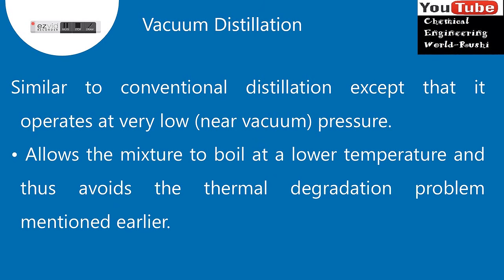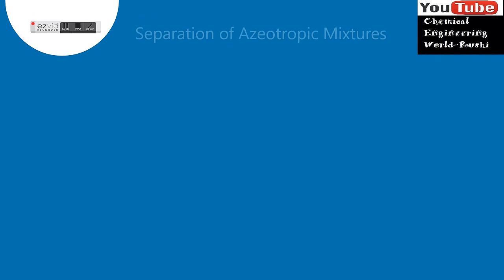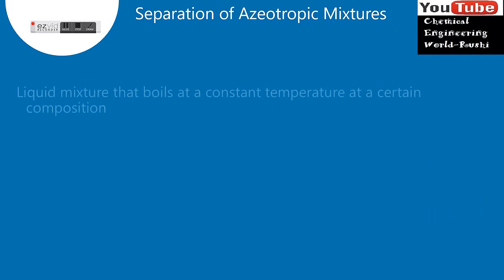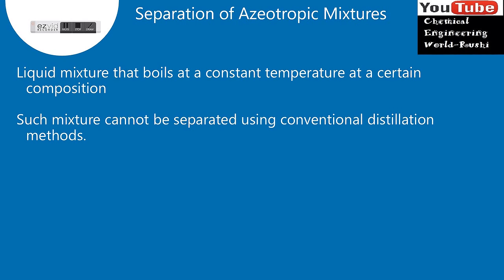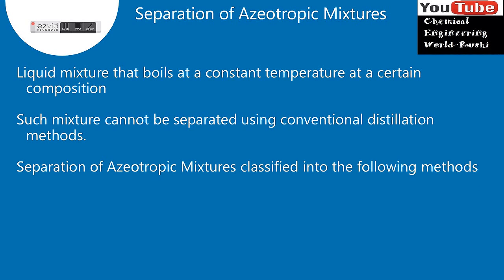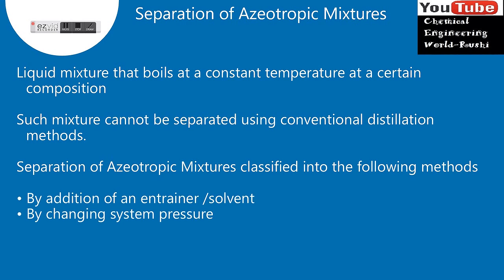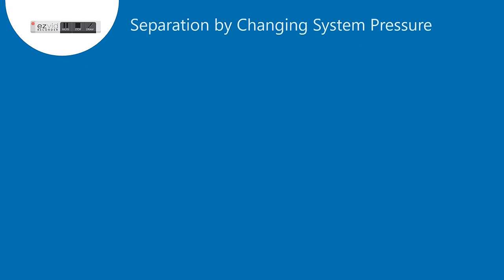Vacuum distillation. Similar to conventional distillation except that it operates at very low, near vacuum, pressure. Allows the mixture to boil at a lower temperature and thus avoids the thermal degradation problem mentioned earlier. Separation of azeotropic mixtures. Liquid mixture that boils at a constant temperature at a certain composition. Such mixture cannot be separated using conventional distillation methods.